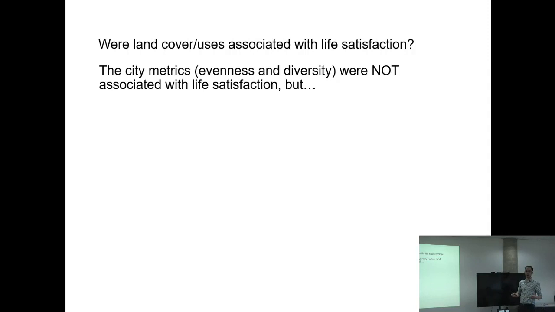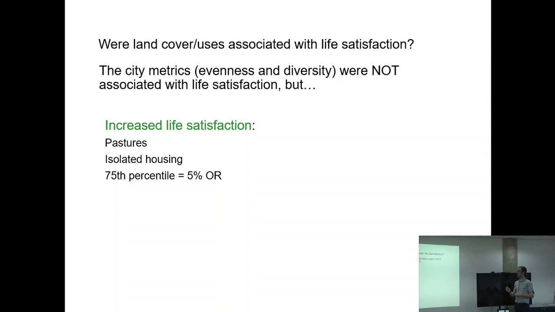So what we wanted to know was, were the land uses associated with life satisfaction? Well, the city metrics, in terms of how diverse or even they were, were not associated with life satisfaction. But there were particular land classifications within the city that were related to increased life satisfaction, and they were pastures and isolated housing. So isolated housing is houses that are surrounded by greenness, so less dense, more affluent types of housing within cities.